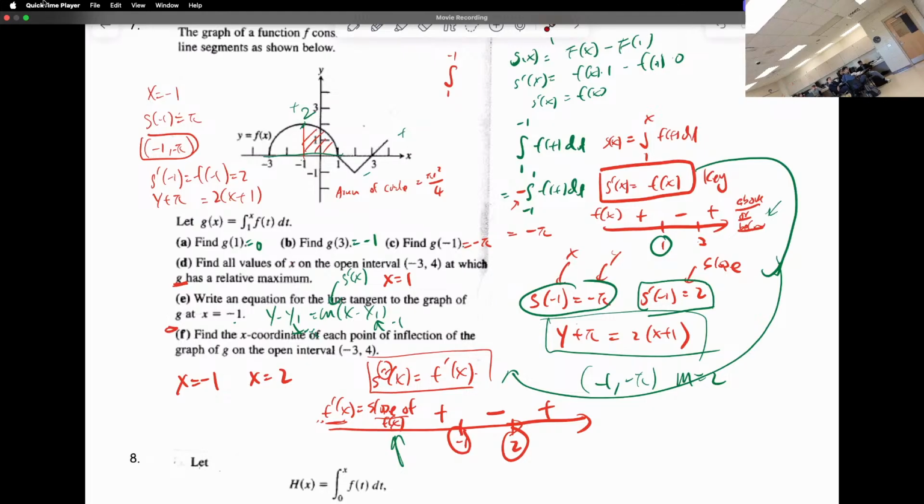Yes? It doesn't matter. A sharp turn is still changing from negative to positive. It's not asking you whether it's differentiable. It's asking you if there's a concavity change. It's a good question though. A lot of people have the same question. Good question, Wesley. Brenda and Hannah, yes?